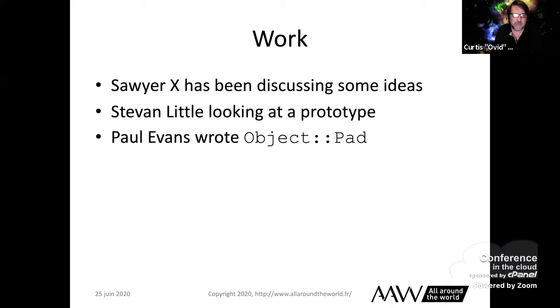So the work that we have in this, Sawyer has been discussing some ideas with me. Like I said, Stevan Little's been working on a prototype, a transpiler, so you can use the older versions of Perl. And Paul Evans, his work with Object::Pad is really interesting. So I did some benchmarking on that. Object construction is a little bit slower, but without him doing any optimization, after the construction it actually runs faster than Core 00 does today. So I think that's absolutely wonderful.